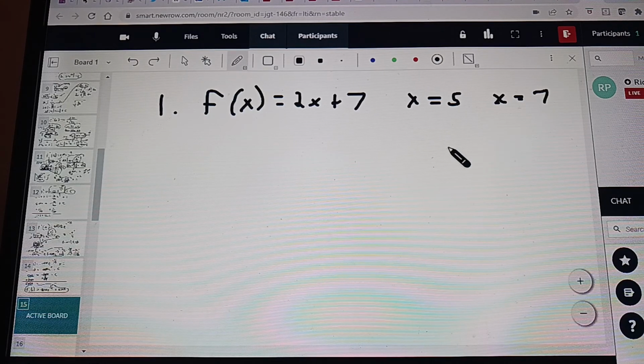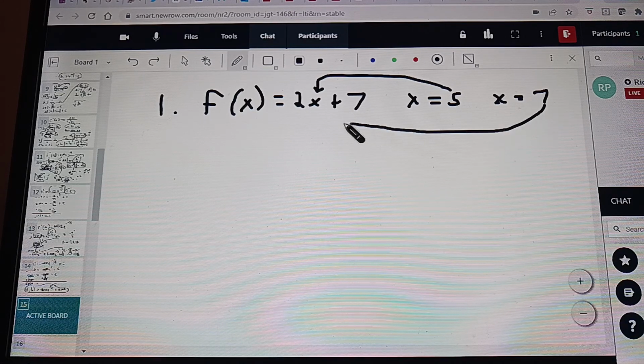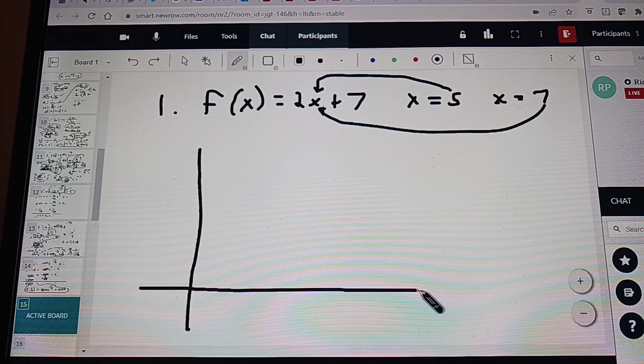Okay, so 2x plus 7, if you plug 5 into that, 10 plus 7 is 17. If you plug 7 in, 14 plus 7 is 24. So when x is 5, the y is 17. When x is 7, the y is 24. 14 plus 7, 21.